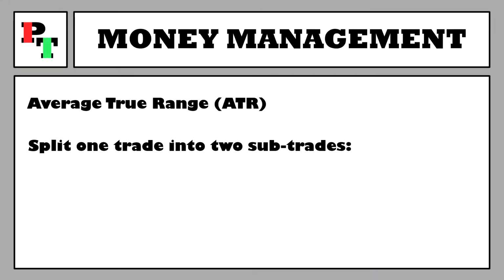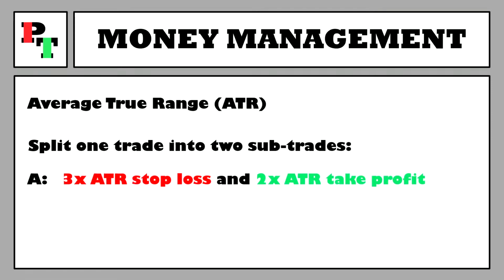Something we're going to do right off the bat is split out one trade into two trades. That way we can use different risk management for different parts of the trade. Subtrade A will have a stop loss at 3 times the ATR value from our entry price, and that's with a take profit level at 2 times the ATR value from our entry price. We're doing that slight difference there to effectively try and beat out the spread.